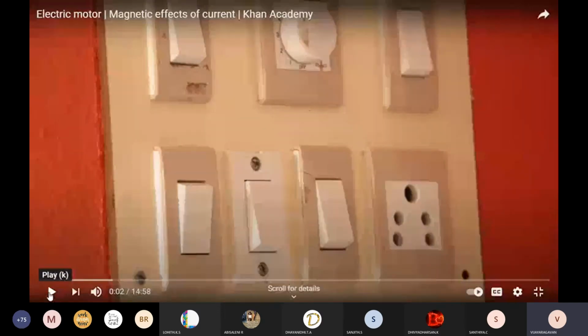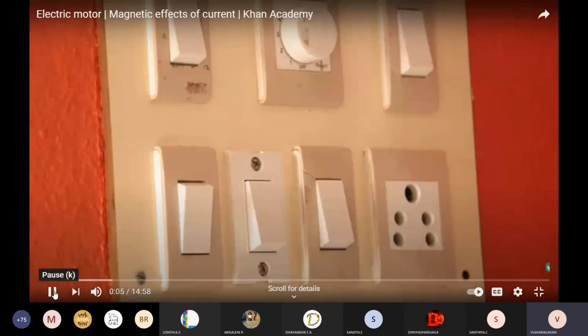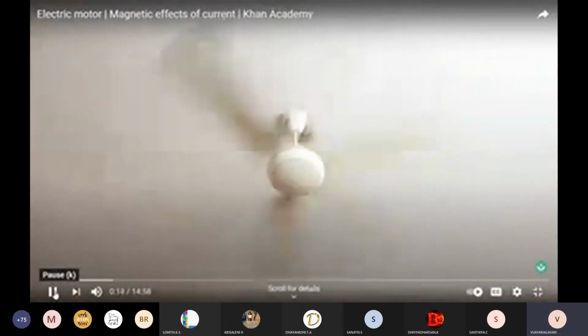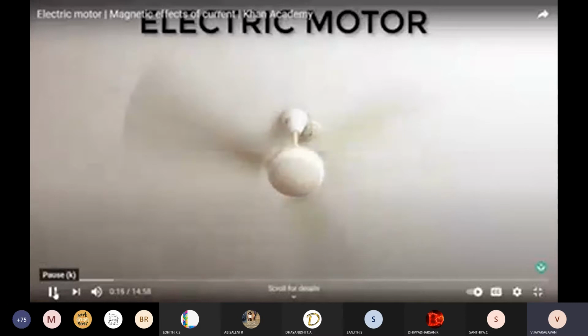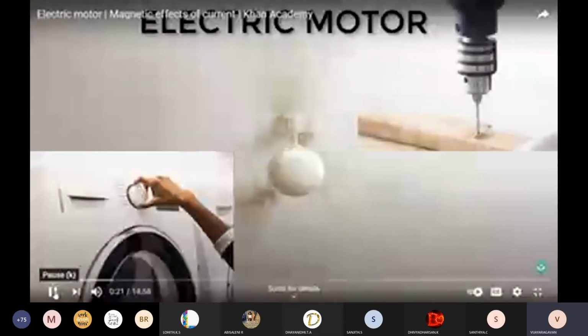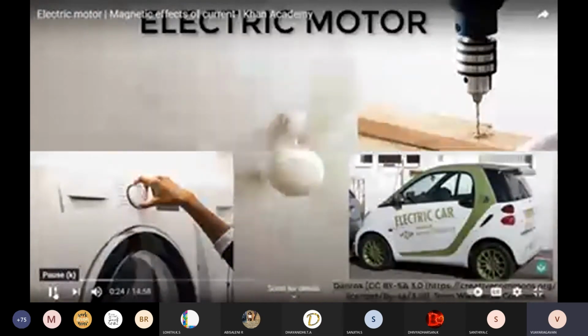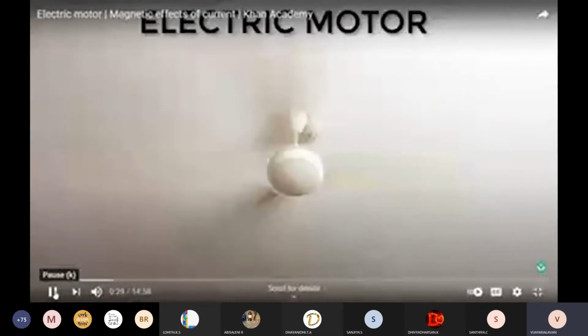Which an electric current starts running and our fan spins. Such devices which convert electricity into rotation, we give a name to it. We call it the electric motor. And these devices are used in many places, like in your washing machines, your drilling machines, or even your electric cars. But the big question is, how does an electric current, which is basically moving electrons, push something as big as a fan and make it spin?